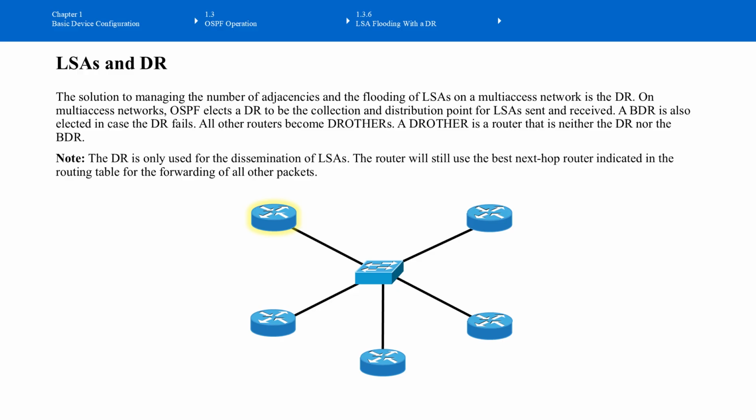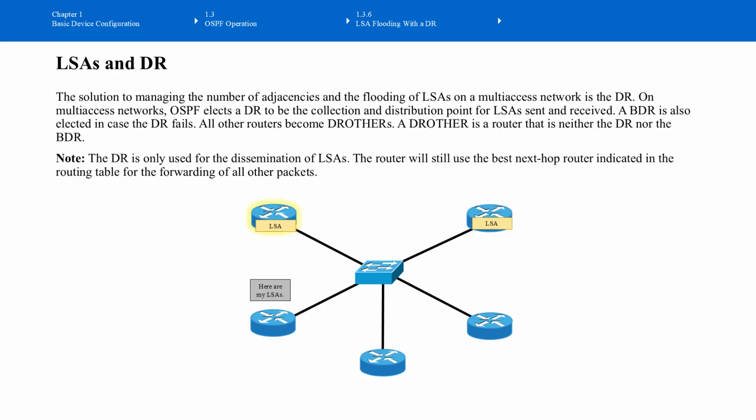This animation demonstrates how the designated router reduces OSPF LSA flooding on a multi-access Ethernet network. The router highlighted in yellow is the designated router. Suppose the router on the left detects a topology change. It generates a new link state advertisement containing the updated network information. Instead of sending the LSA to every router, it sends it only to the designated router.